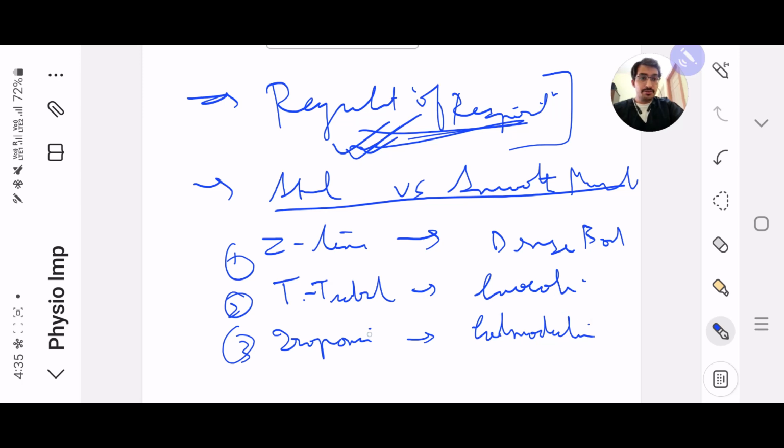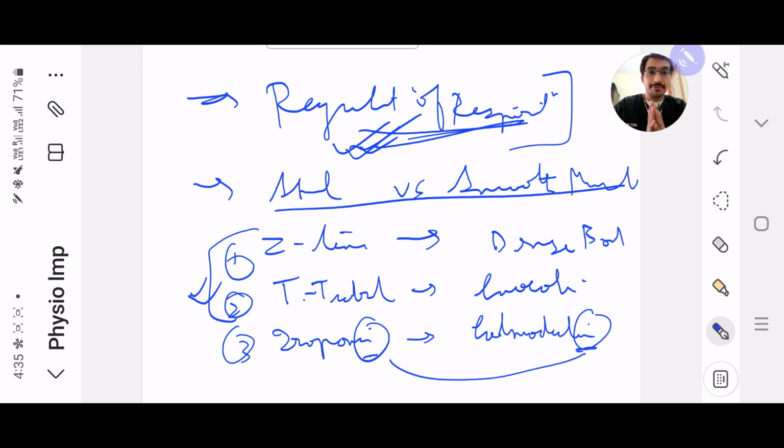It was always very confusing for me. So remember the "n" at the end, you will never forget this: troponin for skeletal, calmodulin for smooth. This is very important, you need to remember.